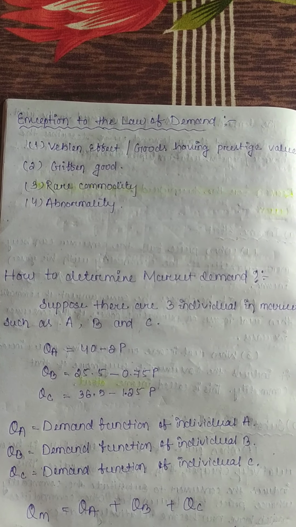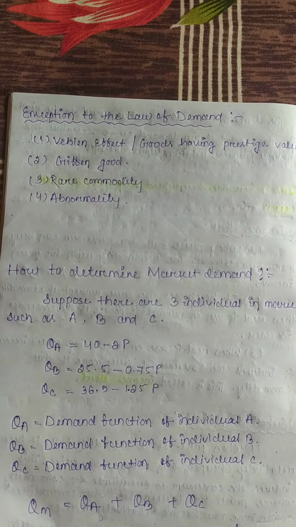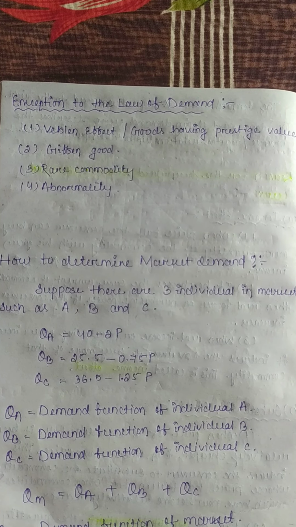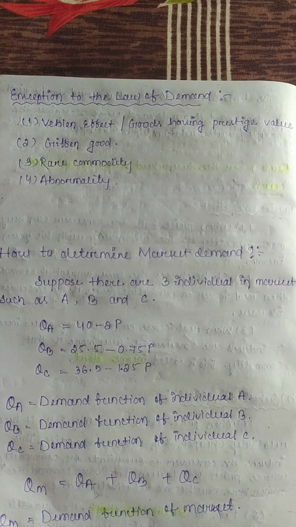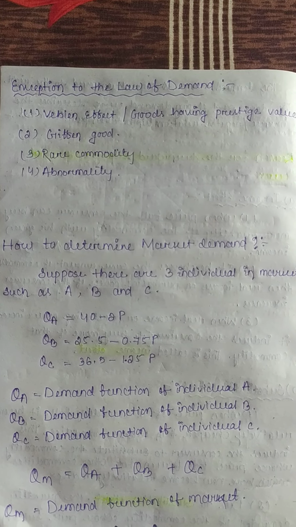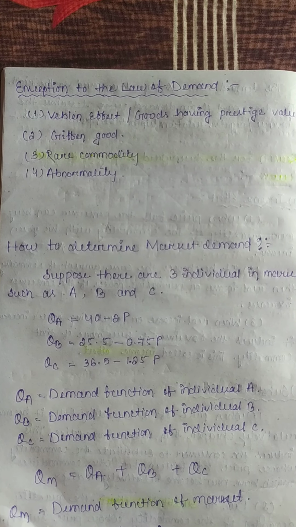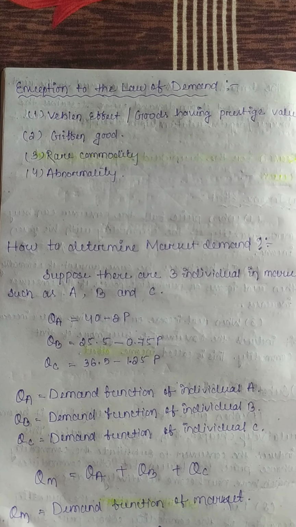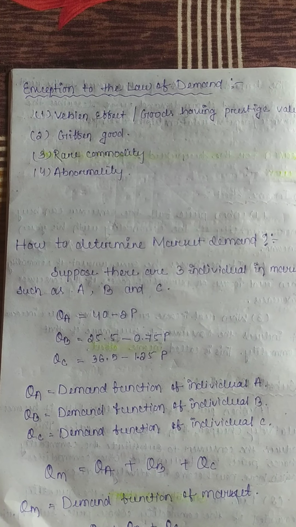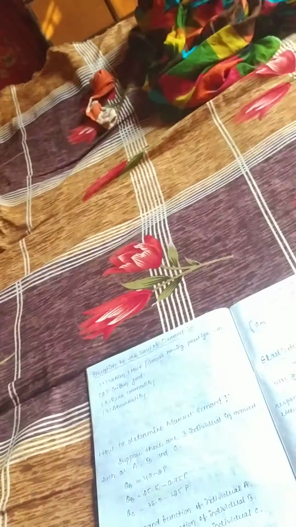The second one is the Giffen good. Then rare commodities and abnormality. Abnormality means, suppose there is a drunkard. When the price of a commodity decreases, he consumes less of that product, or drinks less. Thank you.